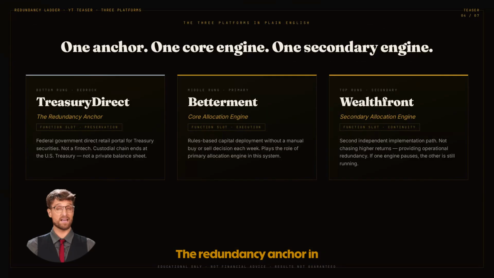The redundancy anchor in this system is TreasuryDirect. It is the federal government's direct retail portal for treasury securities. It is not a fintech, it is not a brokerage, and it does not depend on a private balance sheet. That is the whole job. It is the layer of the system that does not share counterparty risk with the rest of your stack.